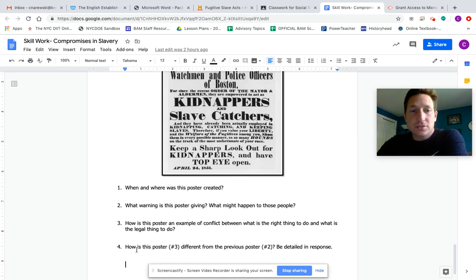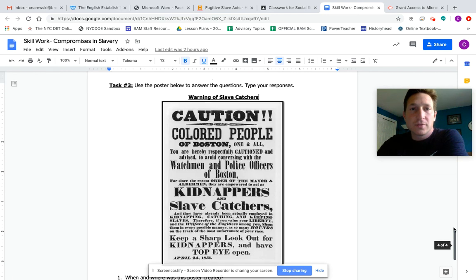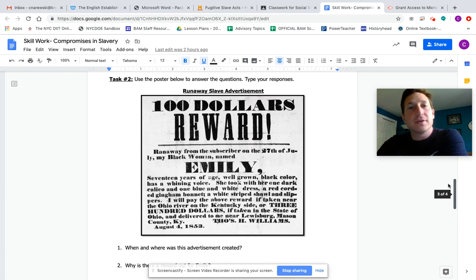And last but not least, number 4, how is this poster, number 3, different from the previous poster, number 2? Be detailed in your responses. What makes this poster, number 3, different than number 2?